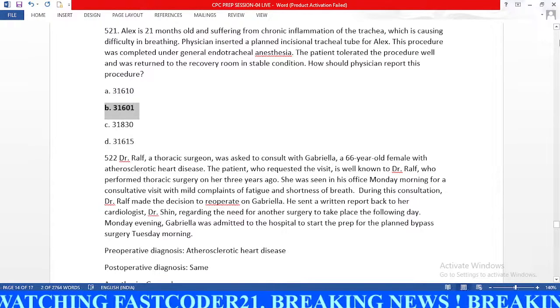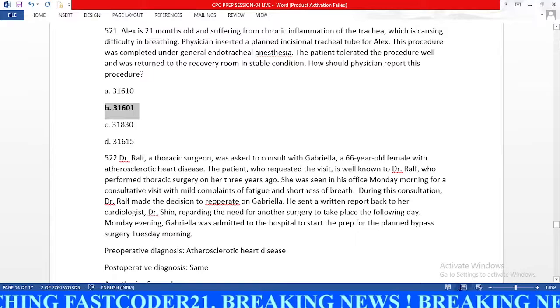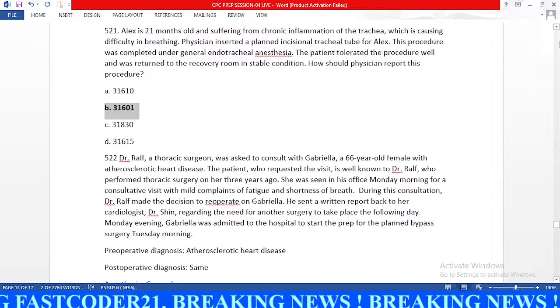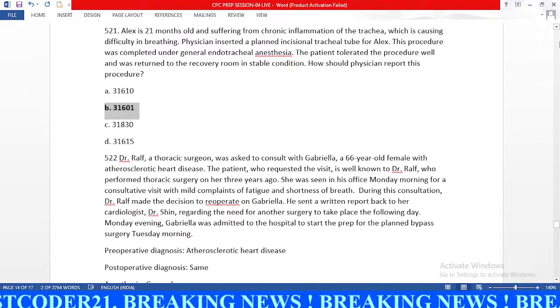I hope everyone got this answer. So you need to check whether tracheostomy is planned or revision.